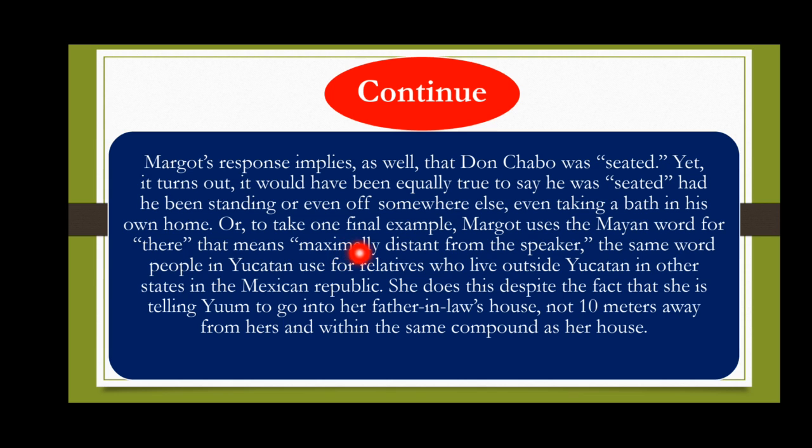Or to take one final example, Margaret uses the Mayan word for "there" that means maximally distant from the speaker, the same word people in Yucatan use for relatives who live outside. Yucatan is another state in the Mexican Republic. She does this despite the fact that she is telling a person to go into her father-in-law's house, not 10 meters away from hers, within the same compound as her house.